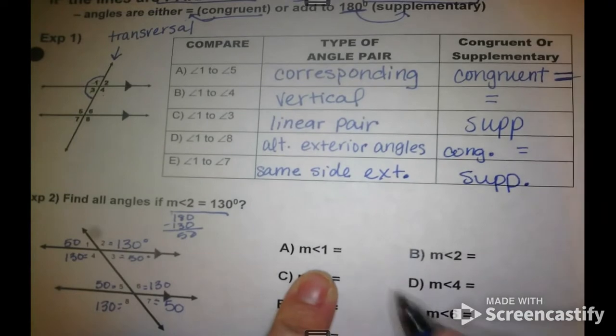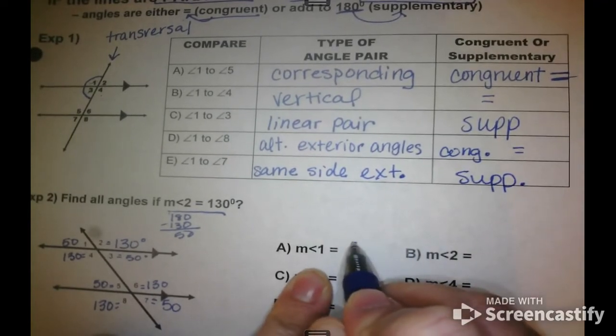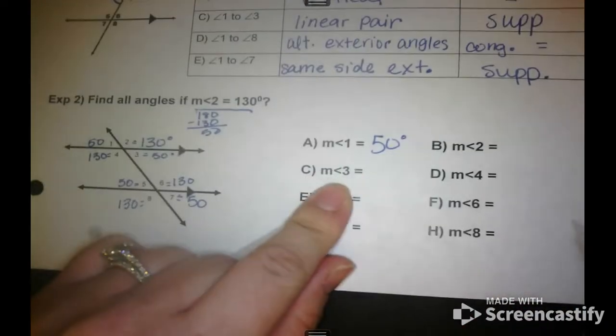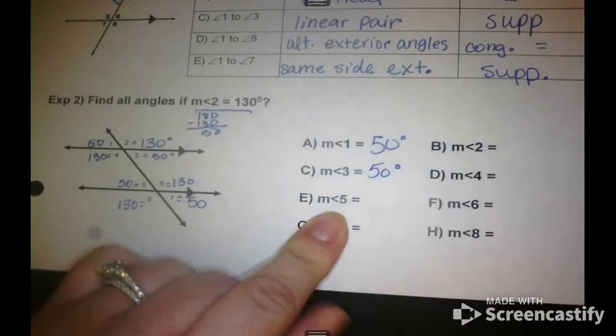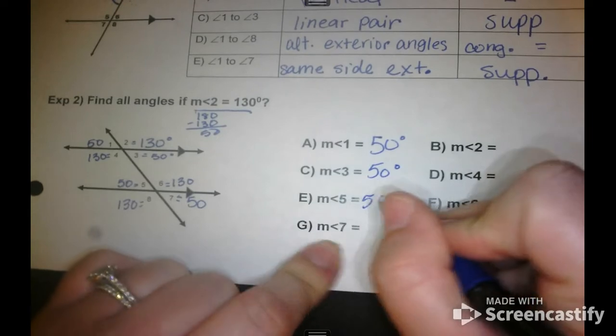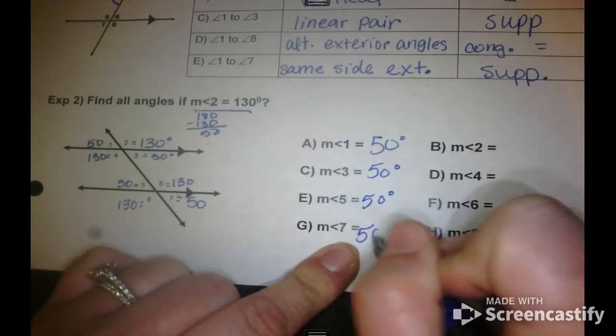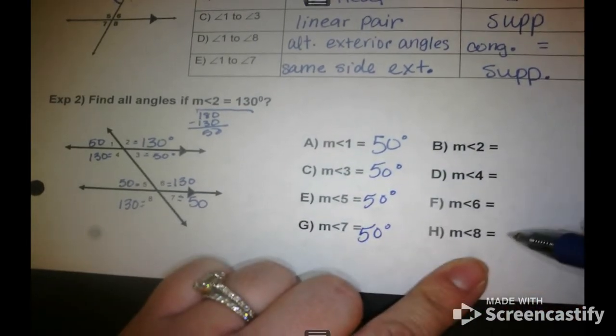The measure of angle 1 was what? 50. What was 3? 50. They're all 50 except 2. What was 5? 50. What was 7? 50. So that means all of these were what? 130.